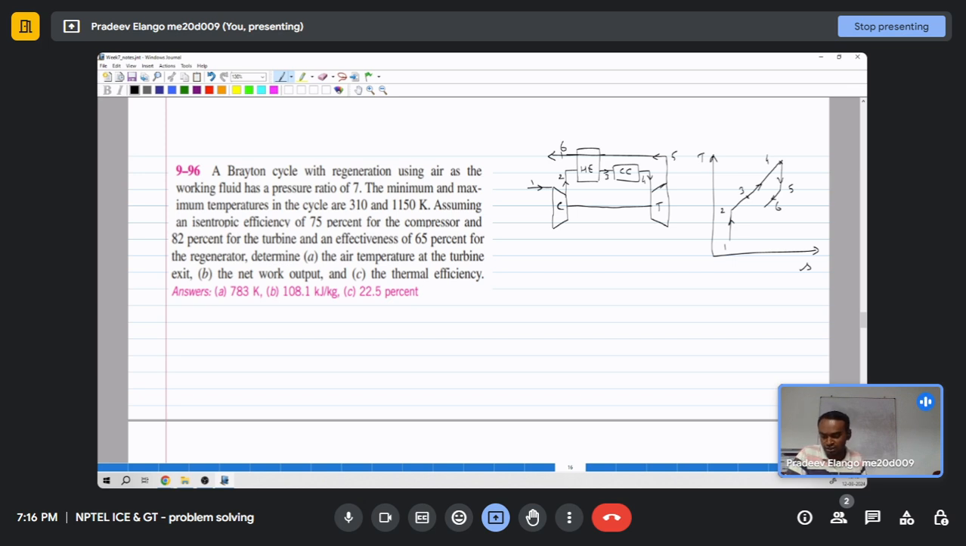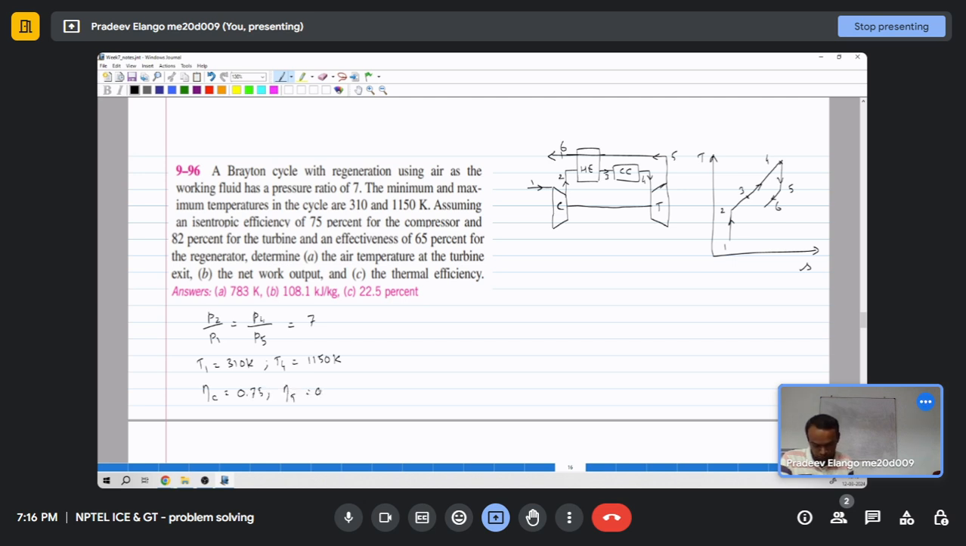So here the minimum and maximum temperatures of the cycle are given, and also the pressure ratio is given. Pressure ratio is P2 by P1. Unless there is some pressure drop that is talked about, it is the same as P4 by P5. So these are the same, this is 7. The minimum temperature should be T1, that is 310 Kelvin, and the maximum temperature should be T4, and that is 1150 Kelvin. Assuming an isentropic efficiency of 75% for the compressor, and for the turbine it is 0.8, and the effectiveness is 0.65.